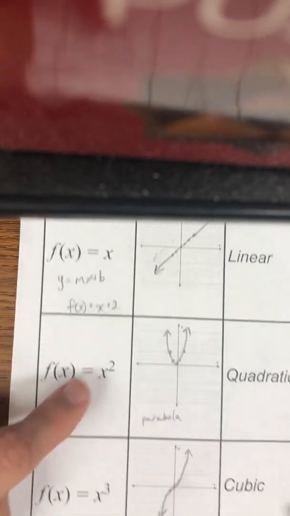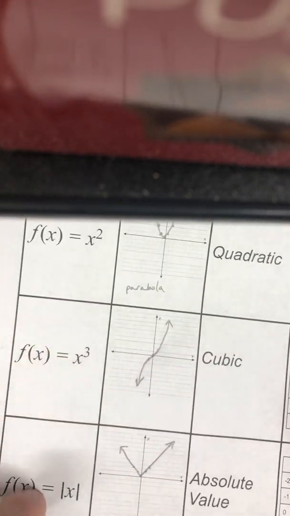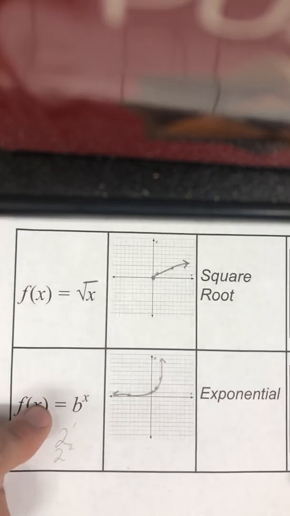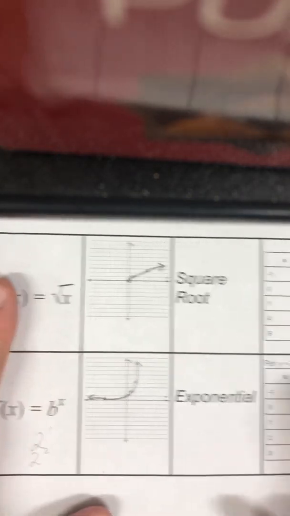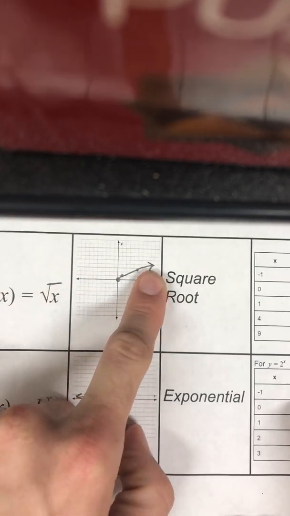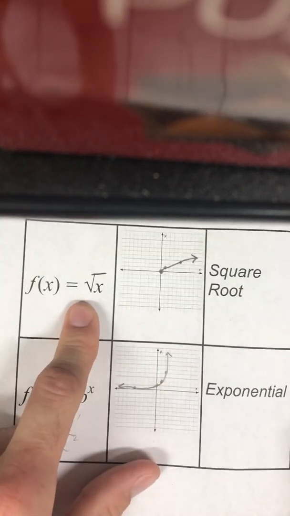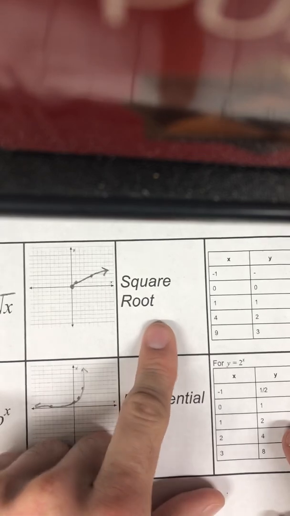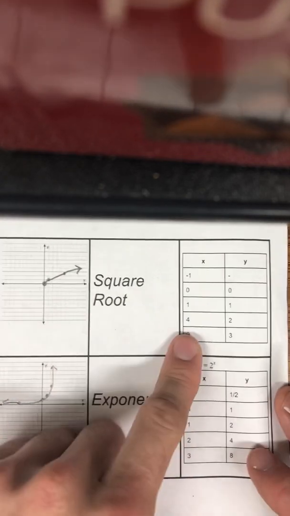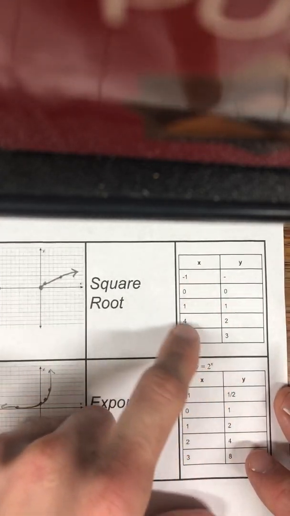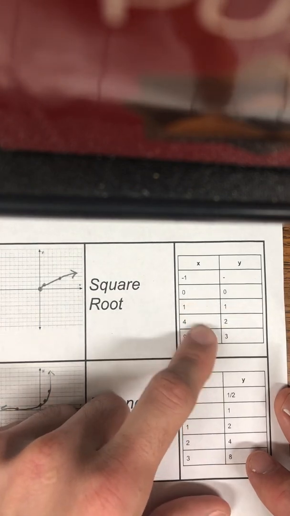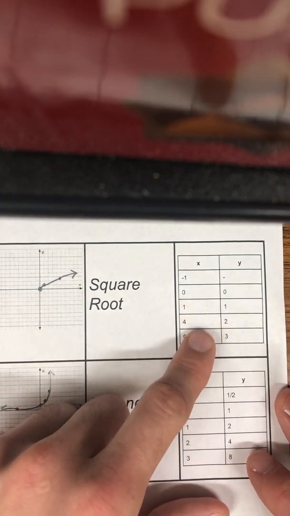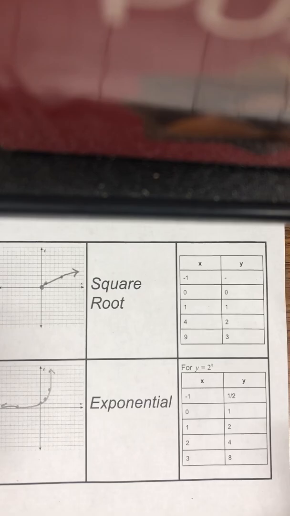So, how many are there? There are linear, quadratic, cubic, absolute value, square root, exponential. There's 6. So know these 6. You need to know what the graphs look like. You need to know how to identify them off the equations. You need to know the names. And you need to start getting an idea of how to plug in a table for them. So spend some time this week trying to do that, okay?